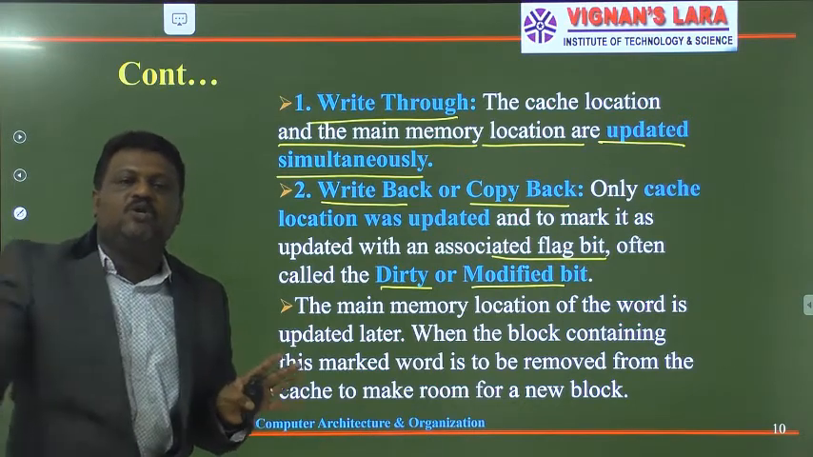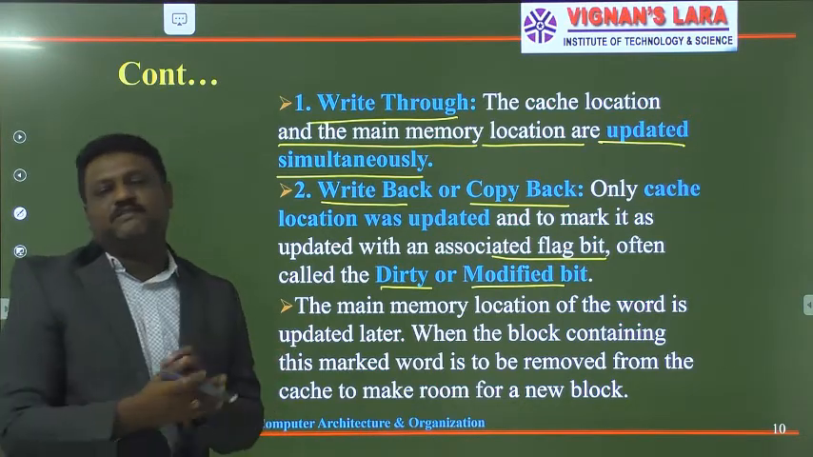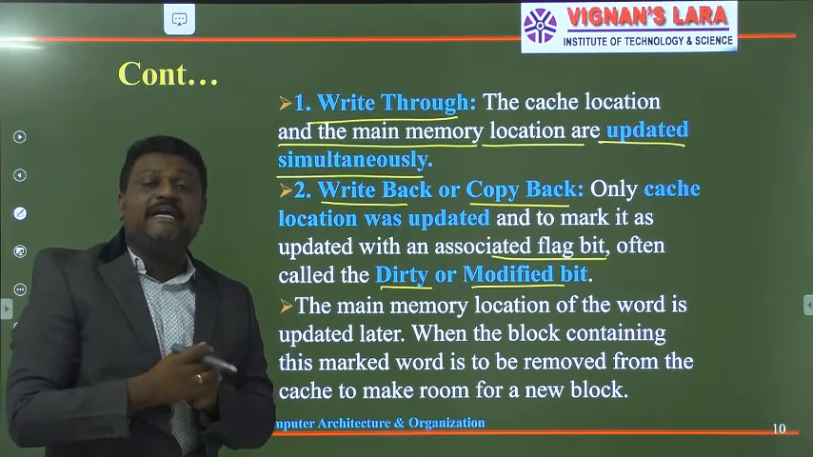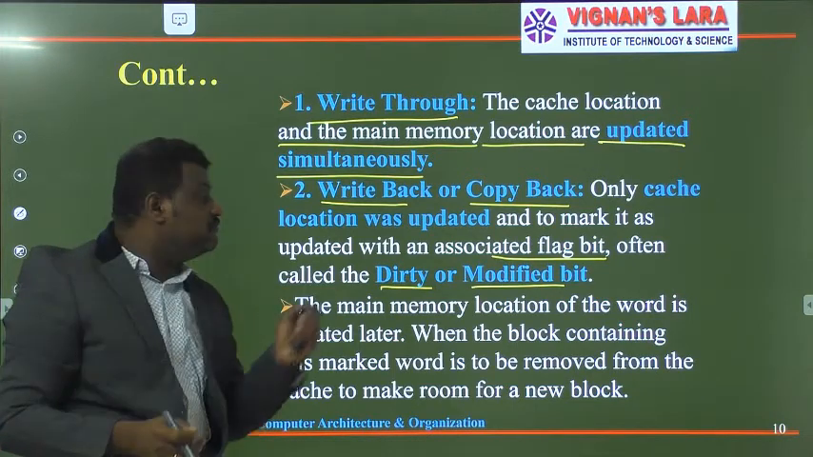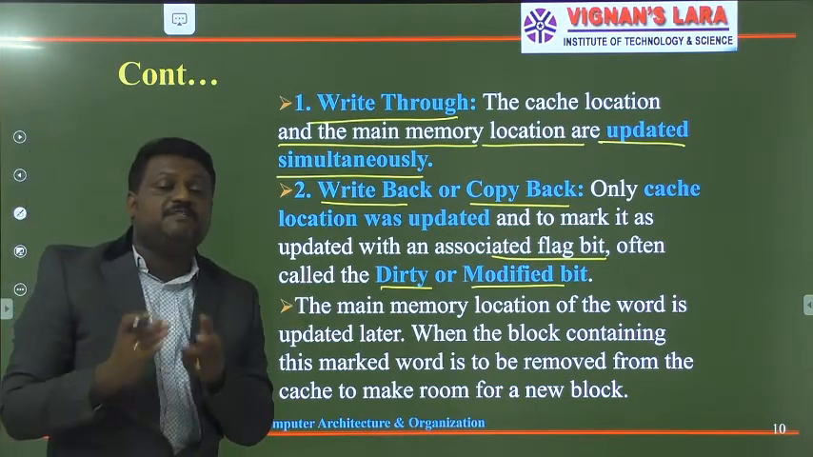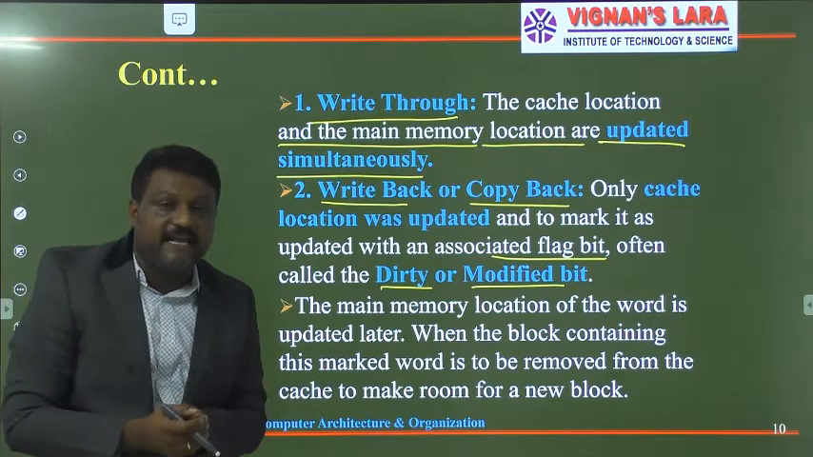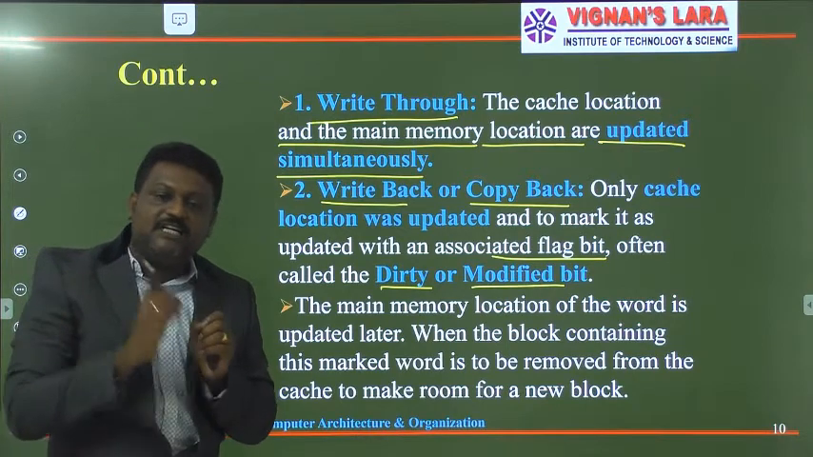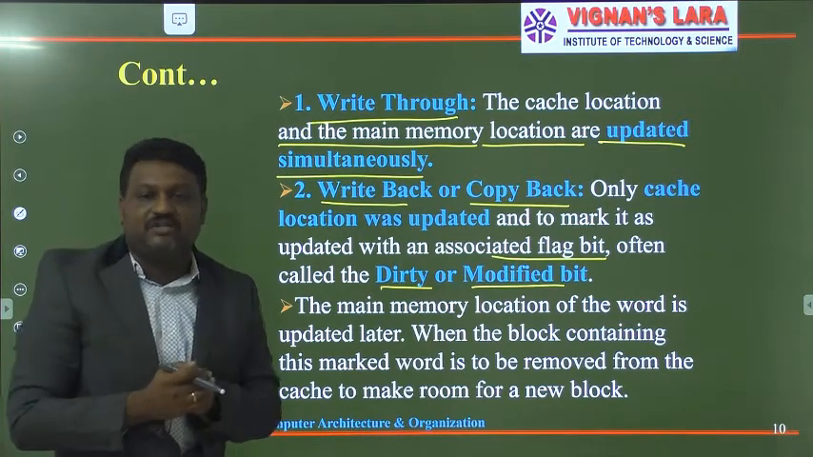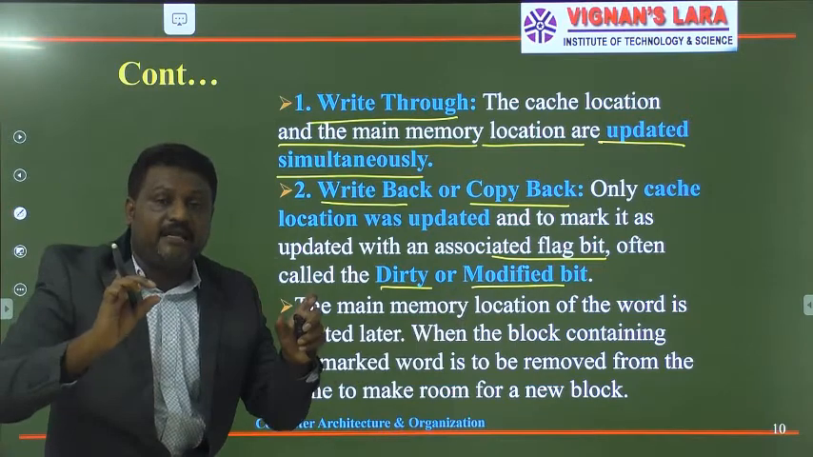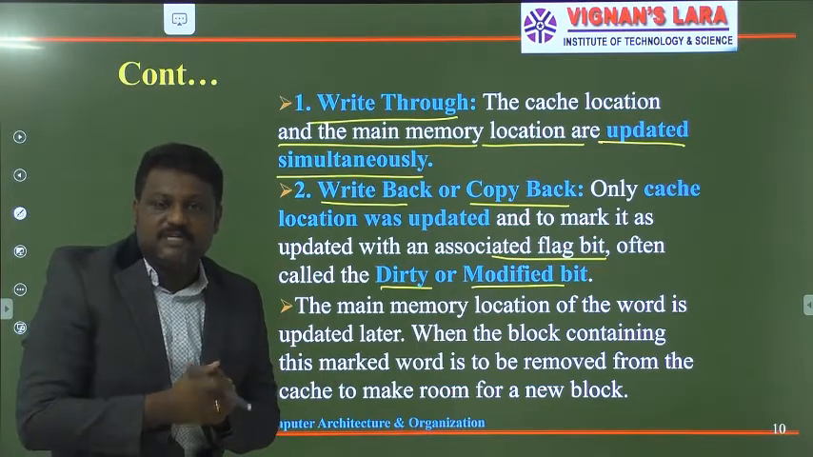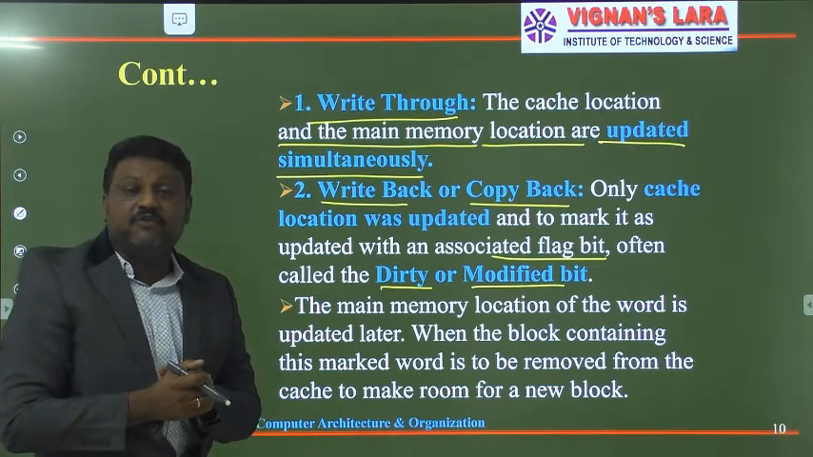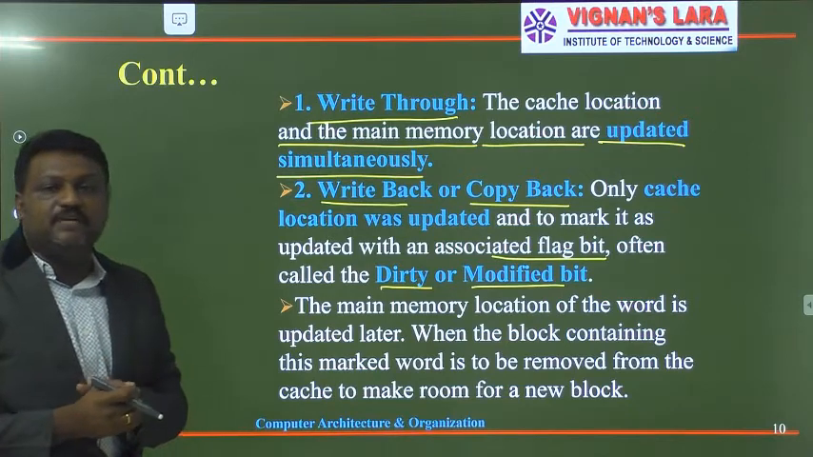And coming to the second one, that is the write-back policy or copy-back policy. In this, only the cache location is updated, and it is marked as updated with an associated flag bit, often called the dirty bit or modified bit. The second write policy is the write-back policy or copy-back policy. In this policy, the update of data happens only in the cache. It does not happen in the main memory simultaneously.